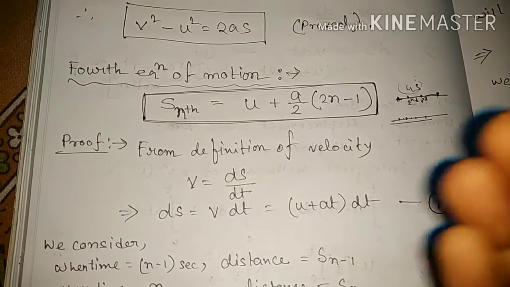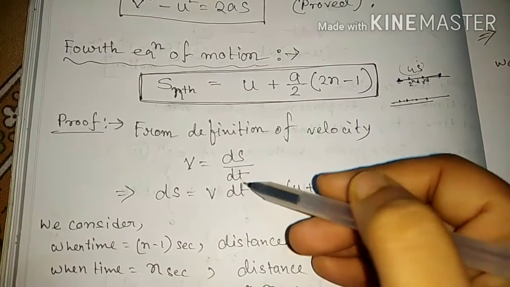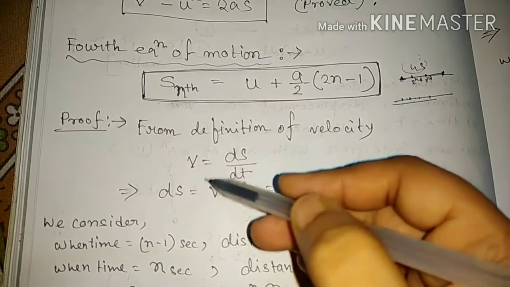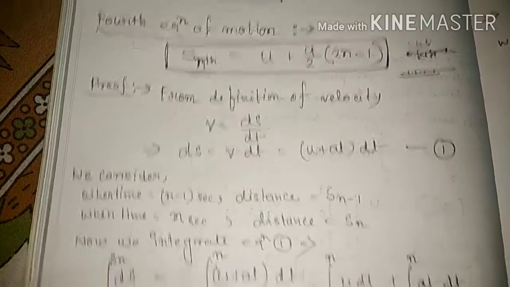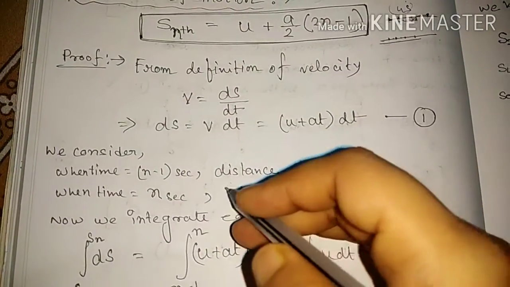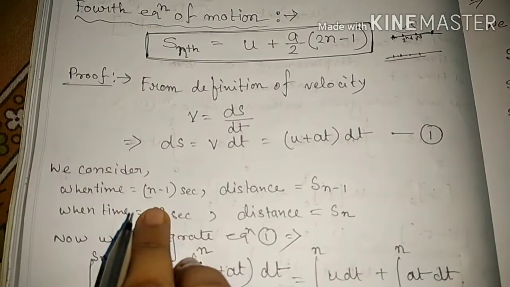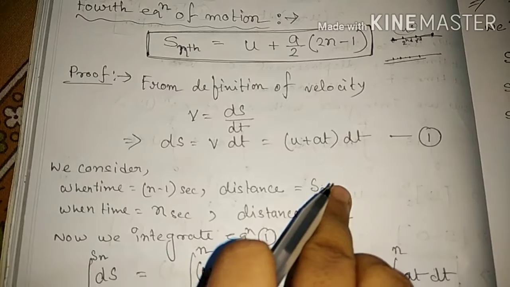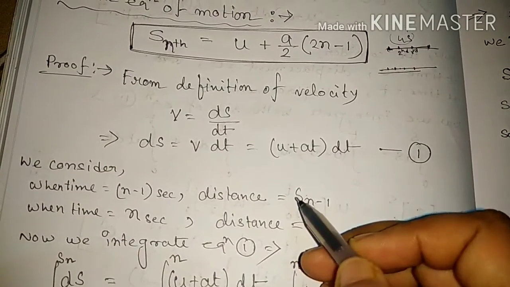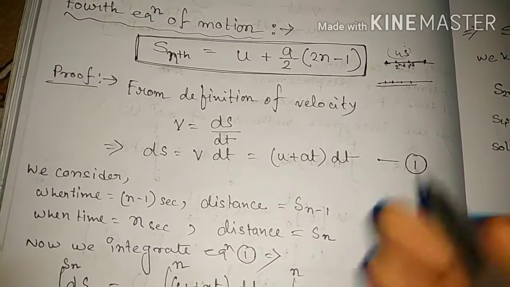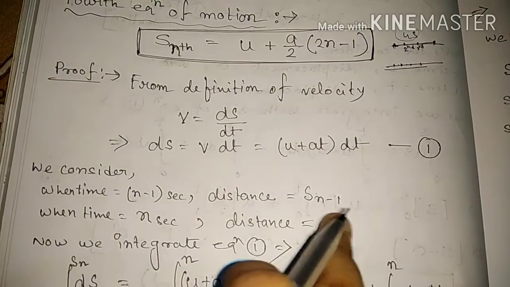So here we need s, and we use the definition of velocity, v equals ds by dt, so ds equals v into dt. In place of v, we use the first equation of motion, u plus at, into dt. Now we consider that when time is n minus 1 second, the distance is S n minus 1. We represent the distance traveled in that particular second, that's why it represents S n minus 1. And when time is n seconds, the distance is Sn.